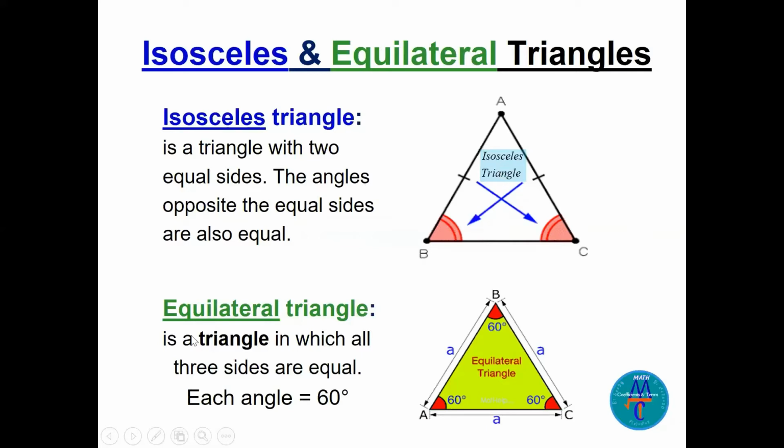Isosceles triangle. Equilateral triangle. Equilateral, there's something equal here. It is a triangle in which all three sides are equal. So if this is like 6, this is 6, this is 6. This is a, this is a, this is a. Also, each angle is 60 degrees. So this one we call an equilateral triangle. You just have to know the definitions, please.